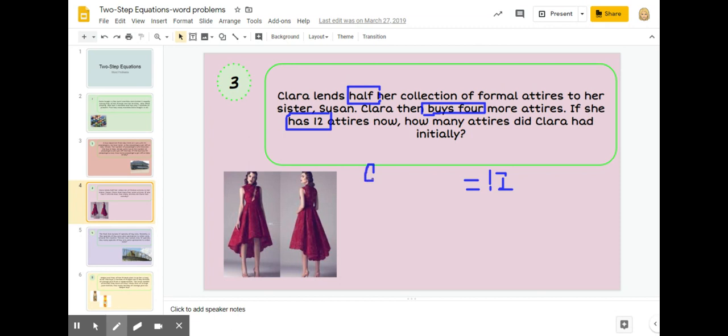We're talking about attires. Let's just use the variable a. So a divided by 2. Let's see if it'll let me write my 2 a little bit better. Could be worse. Okay, then she buys 4 more. So she's adding 4 more to this collection.